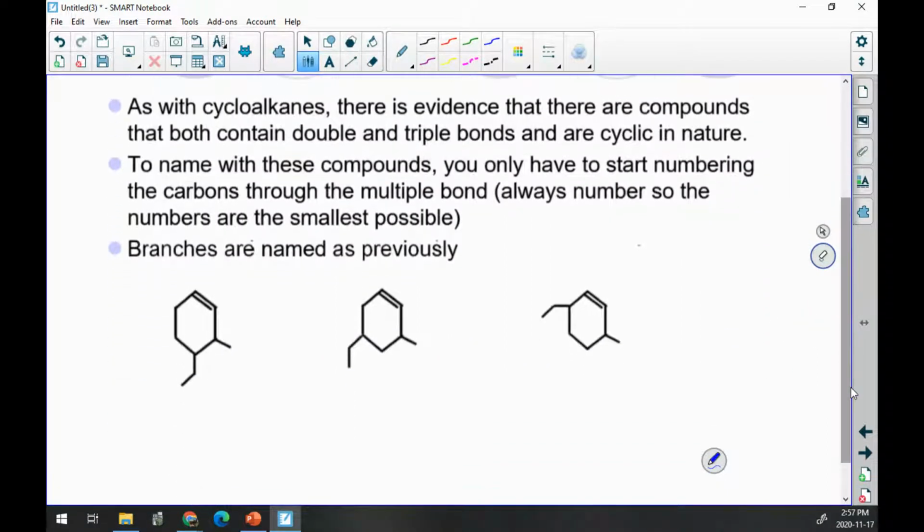Quickly run over cyclo. So there is evidence of ring structures and double bonds at the same time. We're basically going to do the same thing. We're going to name the ring and then number our branches as necessary. Here, the thing that you have to remember with this is you're going to number across the double bond.